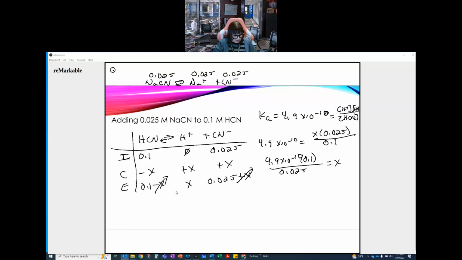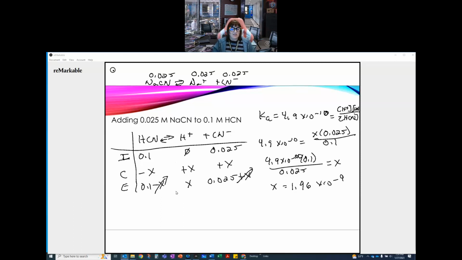oh, that's not a 1, that's a 10. That would help a lot. So I'm going to look at my entry. I need to go back and insert 0. That should look better. Yes, that's much better. And I get that X is equal to 1.96 times 10 to the minus 9.